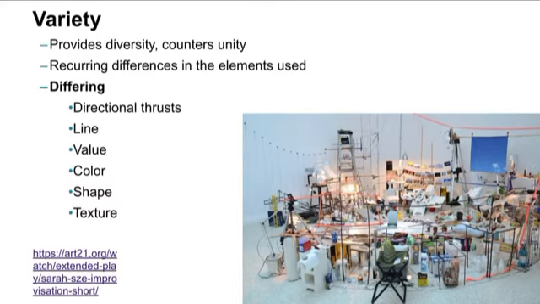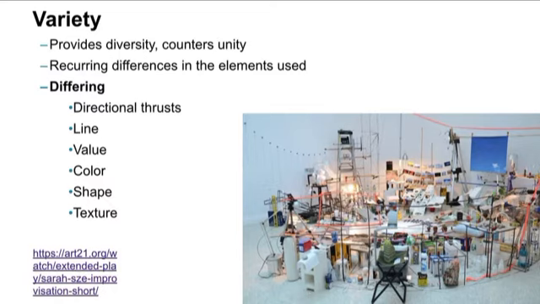Variety. Variety provides diversity and it counters unity. They're not mutually exclusive. A good piece will have variety and it will have unity. So to create variety, you are looking for different directional thrusts, different kinds of line, value, color, shape, and texture. So these are different elements and different organizations of those elements.